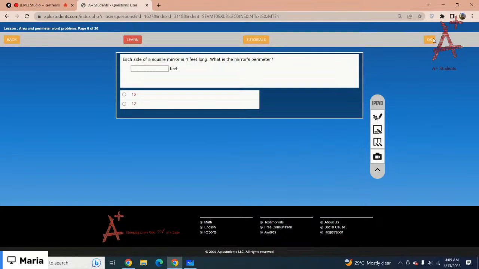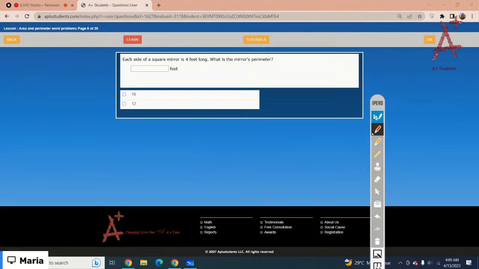Each side of a square mirror is 4 feet long. What is the mirror's perimeter? So you are given the length of the mirror, that would be 4 feet. You have to calculate the perimeter. Length is 4. Square mirror.